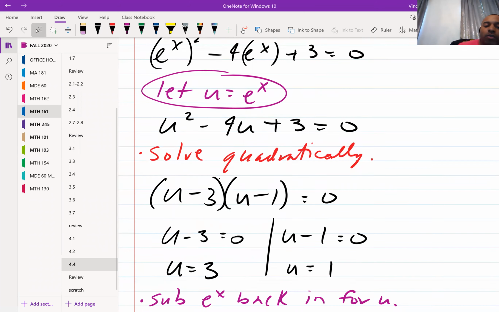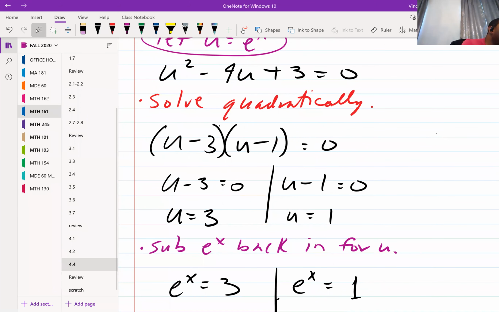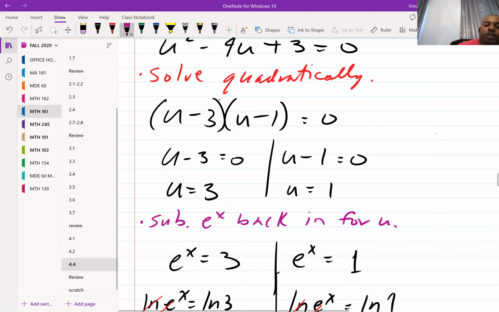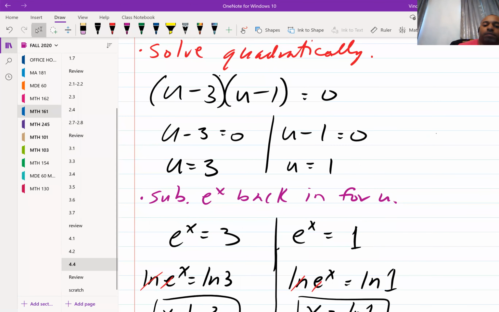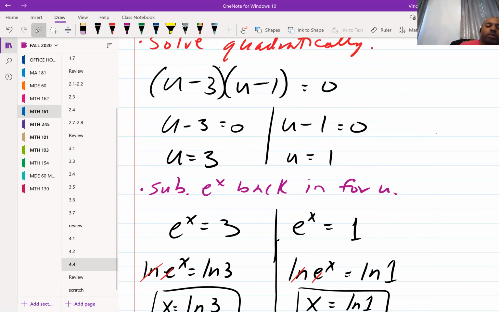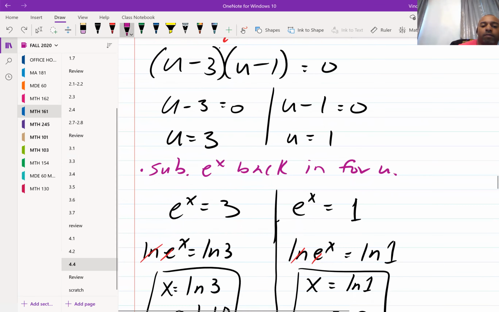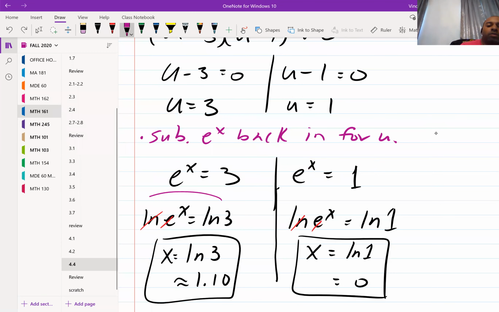All right. So now, don't forget, we didn't start off with u. We started off with e to the x. So we put e to the x back in for you. So it's going to be e to the x equal to 3, e to the x equal to 1. Now, once again, I need access to this x here. And in order for me to do that is to apply the natural log to both sides. Doing that here cancels out e, leaving you with x equal to the natural log of 3.